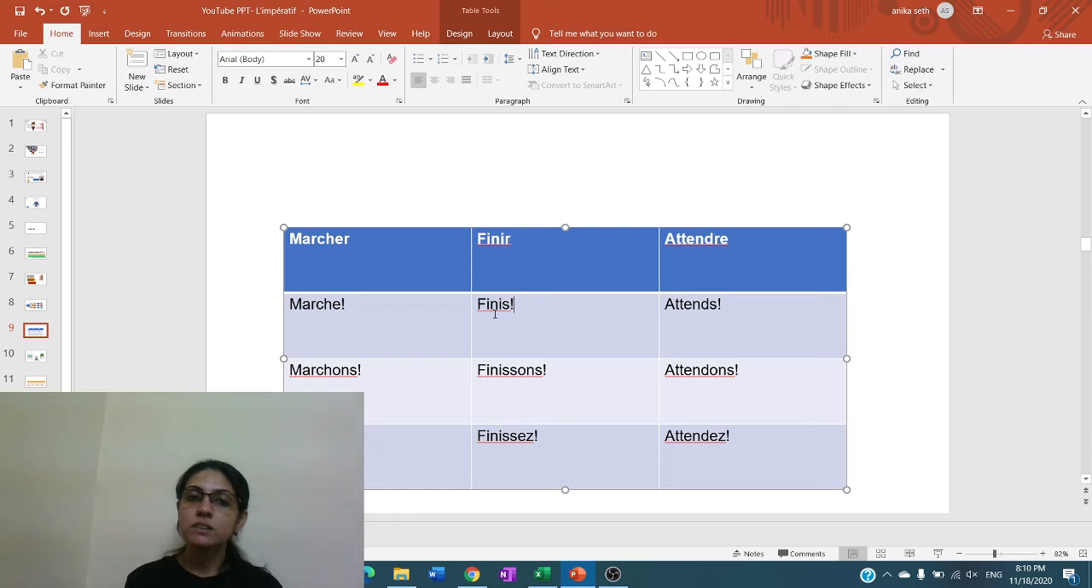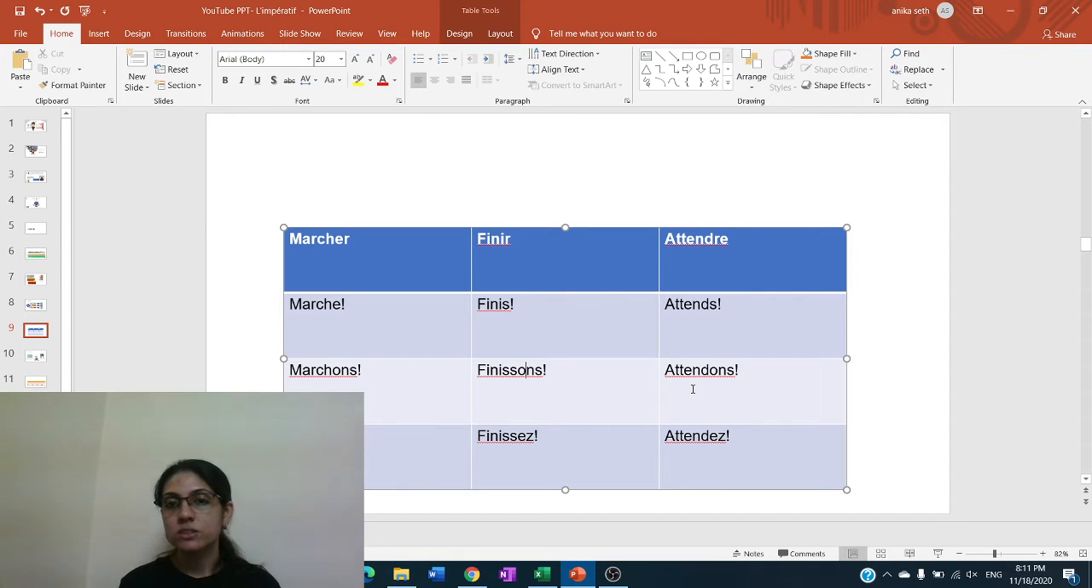Here the meaning is finish, for example, finis ton travail, finis le travail. So here, finish your work. Finissons le travail, let's finish the work. Finissez le travail, again finish the work. Now it can be an instruction in the singular form, a formal way singular, or plural, informal or formal. So finissez, finis, finissons, finissez.